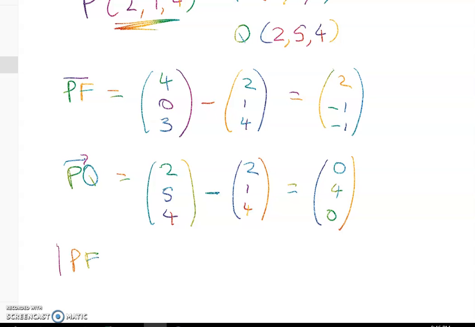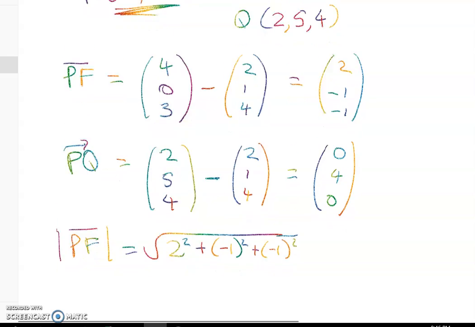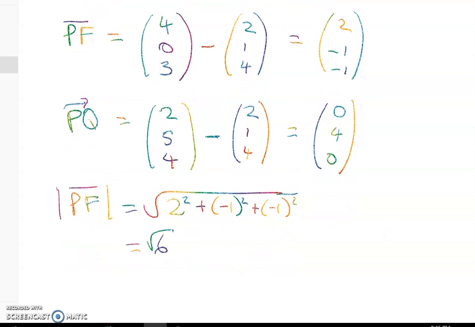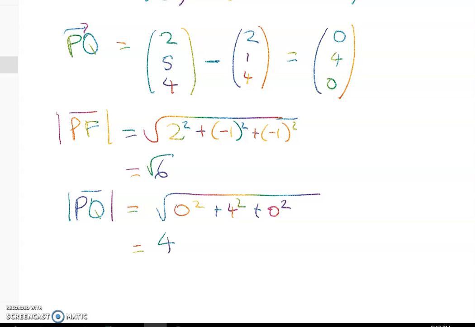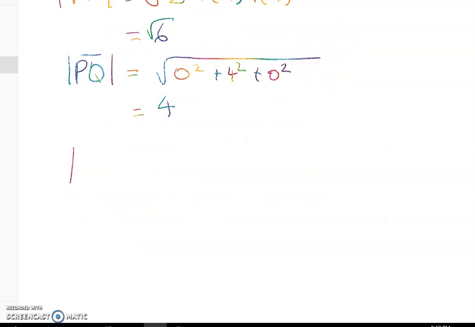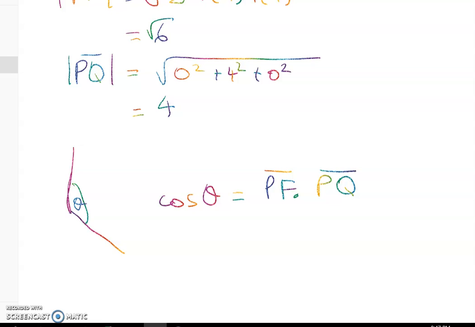The magnitude of PF is equal to the square root of 2 squared plus -1 squared plus -1 squared, which gives me the square root of 6. And then the magnitude of PQ is equal to, well, this is easy, 0 squared plus 4 squared plus 0 squared, which is simply 4. So the angle between those two things, theta, is this: the cosine of theta is equal to PF dot PQ divided by 4 root 6.